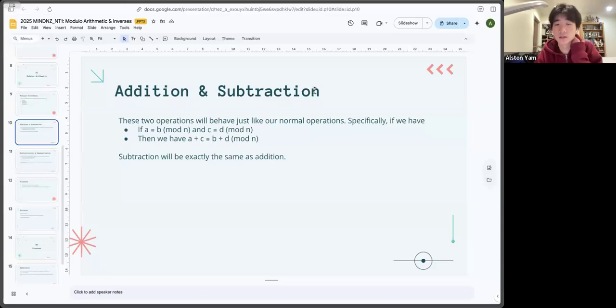So addition and subtraction. Subtraction is actually surprisingly similar to addition. In fact, it's basically exactly the same, because we can just think about subtraction as adding a negative number. And our proof before of why A plus C is congruent to B plus D mod n will hold exactly the same if we were to do subtraction. Specifically, if we have A is congruent to negative B mod n, well, let's go back to the whiteboard.